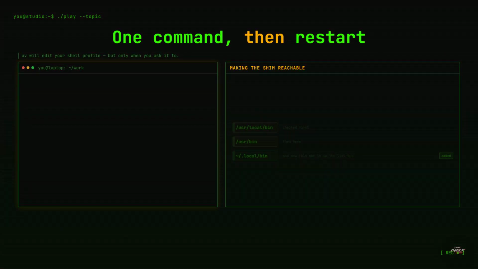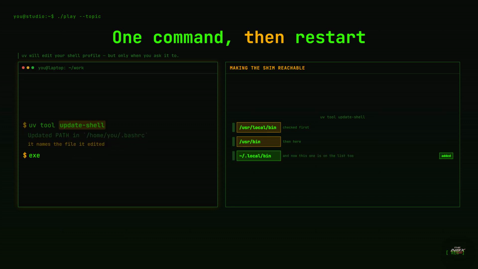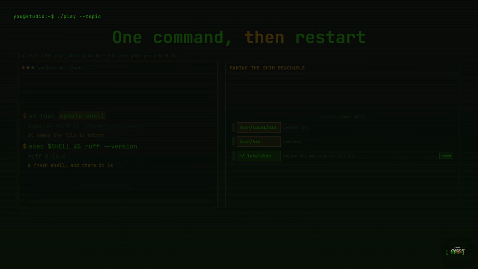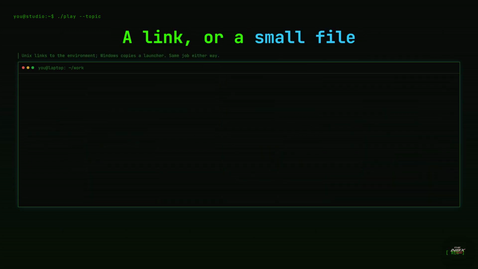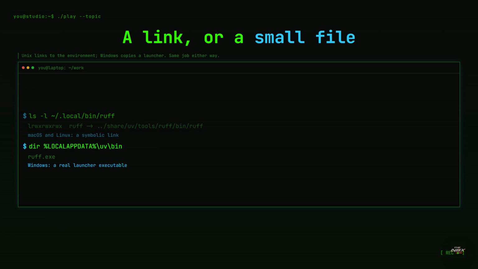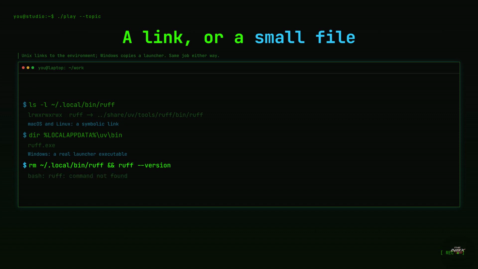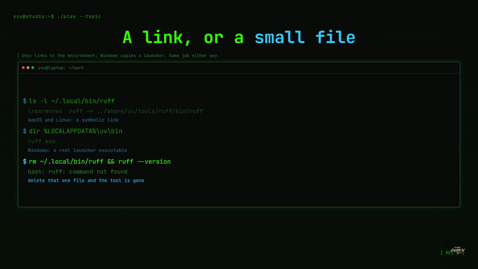The warning fires because the shim folder isn't in your shell's list yet. UV won't silently edit a shell profile behind your back, so the first install says so and waits for permission. One command fixes the list permanently, and a fresh terminal picks the change up. On Windows, a shim is a real executable file rather than a symbolic link, which is a Windows detail rather than a UV one. On macOS and Linux, you get a link instead. Either way, one file per command, and removing that file is how a tool goes away.